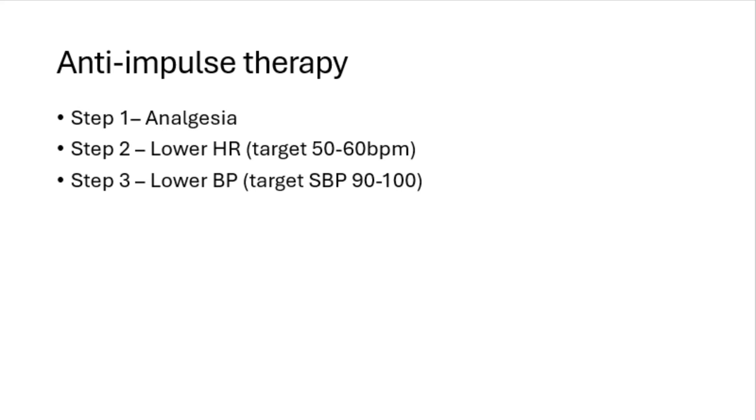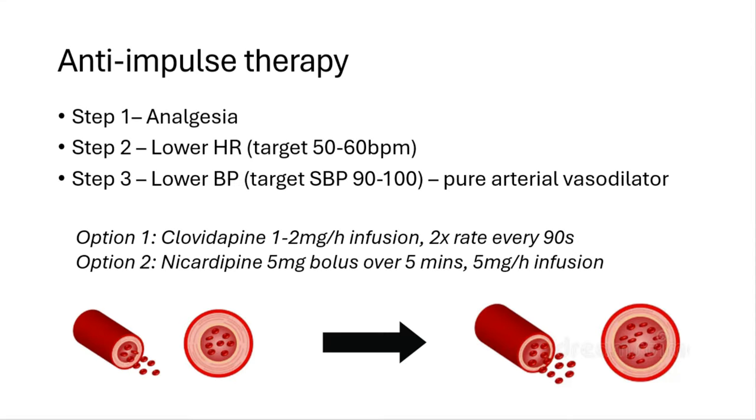If you're using nicardipine, I would load this 5 milligrams over about 5 minutes and start your drip at 5 mg/hour. At about 10 minutes, recheck your systolic blood pressure. If it hasn't reached your goal, you want to redose that 5 milligram load and increase your drip by 2.5 milligrams per hour. If you happen to have clevidipine, fantastic.